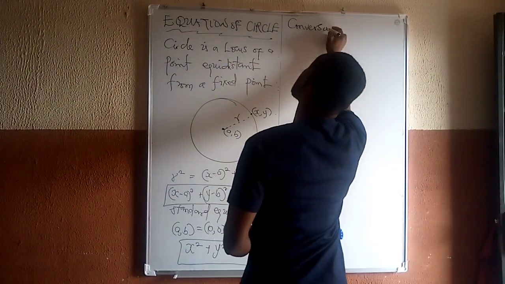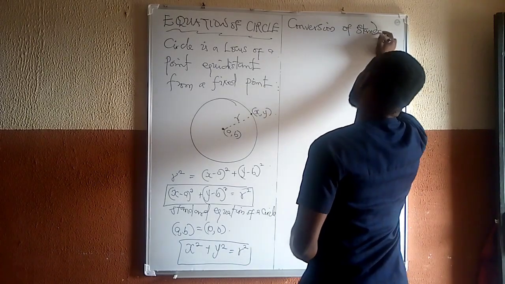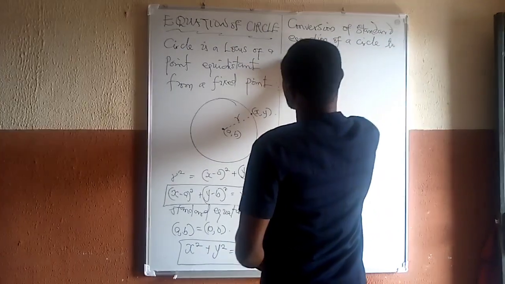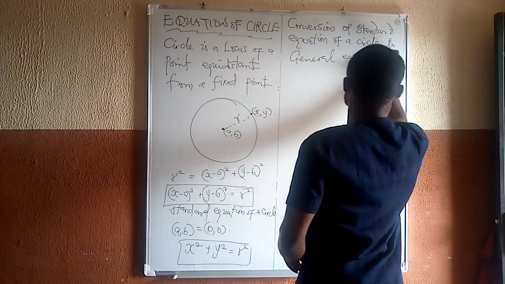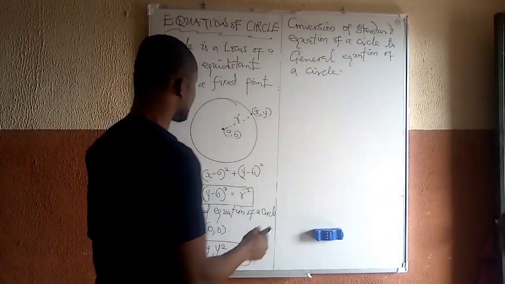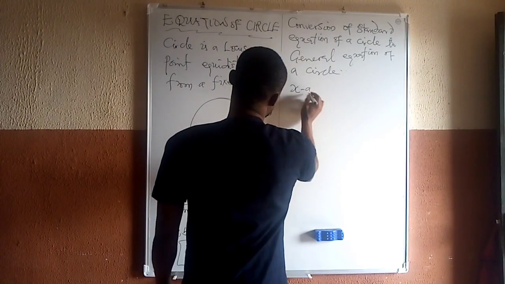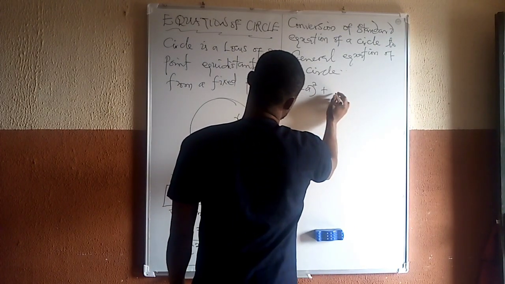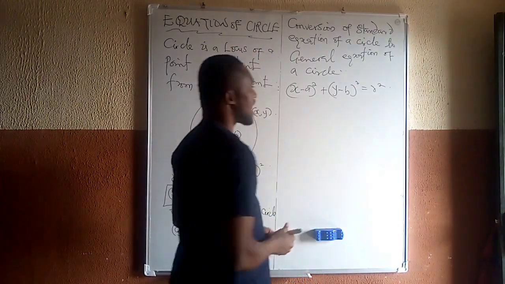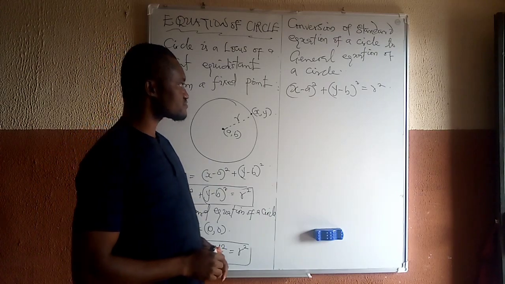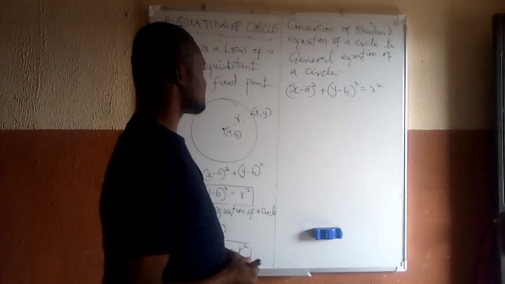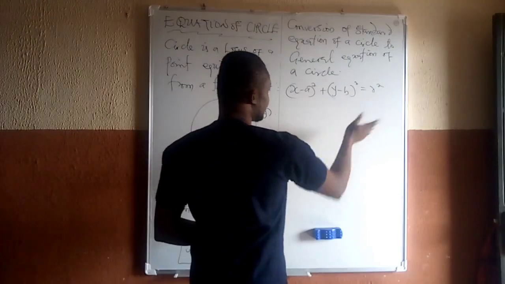Conversion of standard equation of a circle to general equation of a circle. Okay, so from the formula we have (x minus a) squared plus (y minus b) squared equal to r squared as the standard equation of a circle. Now, we want to get the general form of it. Now we are going to expand this.